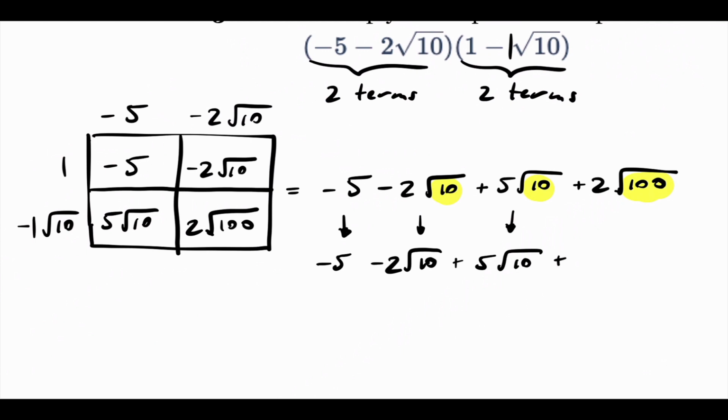The last guy, square root of 100. What is the square root of 100? 10. So 10 is going to multiply times the 2 that was already out there. So I get negative 5 minus 2 root 10 plus 5 root 10 plus now 20.